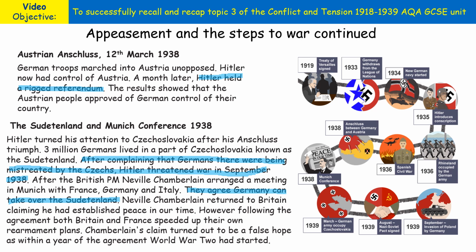However, following the agreement, Britain and France actually sped up their rearmament plans, and after this, in 1939, Hitler did actually invade the rest of Czechoslovakia. After this, he then made the Nazi-Soviet pact, which we'll look at in a second, and the Second World War started on 1st of September 1939.